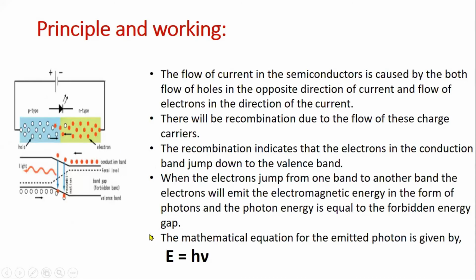So in the principle of working, you can see this diagram again. The flow of current in the semiconductor is caused by both the flow of holes in the opposite direction of the current and the flow of electrons in the direction of current. There will be a recombination, of course, due to the flow of these charge carriers. This recombination indicates that the electrons in the conduction band jump down to the valence band. When the electrons jump down from one band to another band, the electrons emit electromagnetic energy in the form of photons. That is the light energy. And the photon energy is equal to that forbidden energy gap, as I said, and it is calculated according to the equation E = h nu.